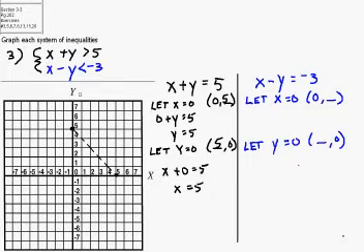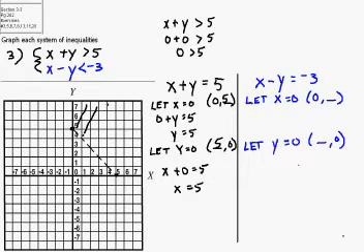Okay. Now we need to decide which side to shade. So we look at 0, the origin, so 0, 0. So I look at x plus y greater than 5. 0 plus 0 greater than 5. Is 0 greater than 5? Well, the answer is no. So I'm going to shade then on this side of the line, the opposite side of 0, 0.